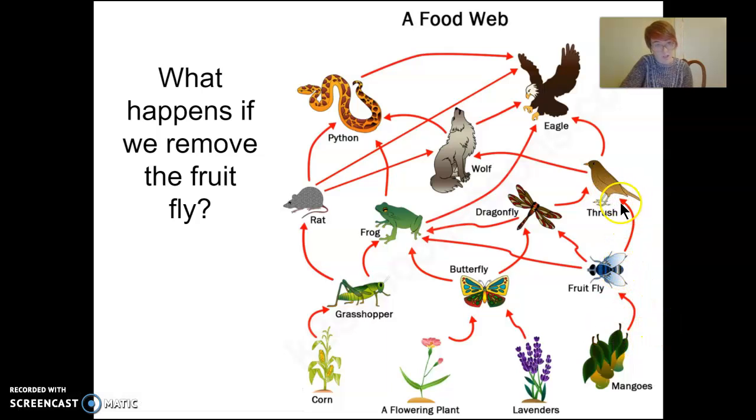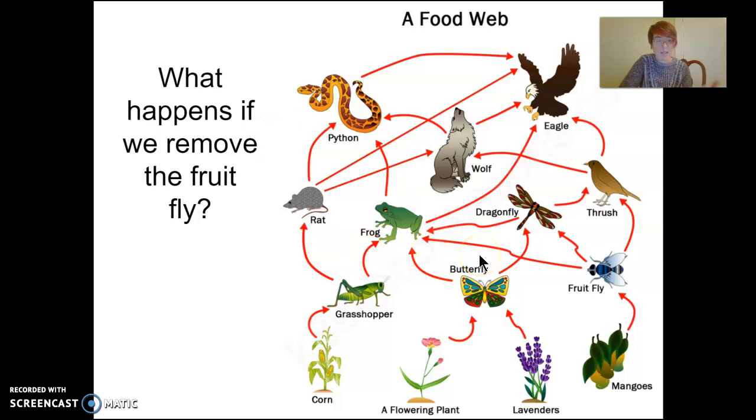What about this thrush? The thrush eats the fruit fly, but the thrush also eats dragonflies. So if the fruit fly disappeared, the thrush may not be doing as well, but it's still got dragonflies to eat. Same with the dragonfly. If its food, fruit flies, go away, it can still eat butterflies. The frog is going to be even less affected because look how many different things the frog can eat. The frog may not be affected much at all.